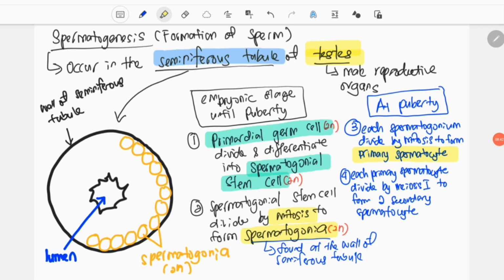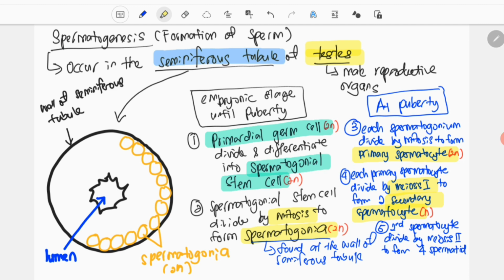So, next step, the primary spermatocyte akan undergo meiosis 1. So, ni baru ada proses meiosis. So, primary spermatocytes undergo meiosis 1 to produce 2 secondary spermatocytes. So, selepas meiosis 1, kita tahu dia akan terus jadi haploid. So, primary spermatocyte tadi adalah diploid. So, after meiosis 1, dia akan form 2 secondary spermatocyte. So, jadi secondary spermatocyte ini adalah haploid cell.